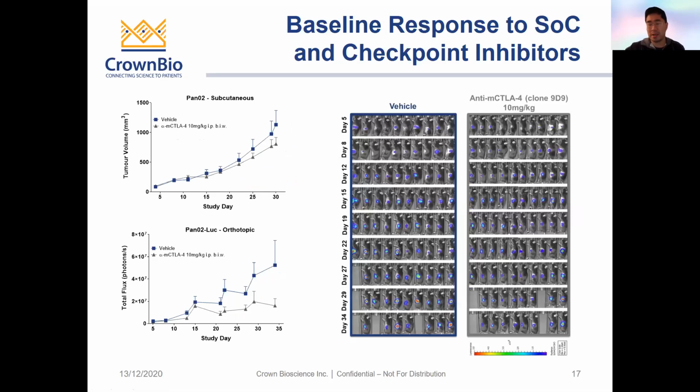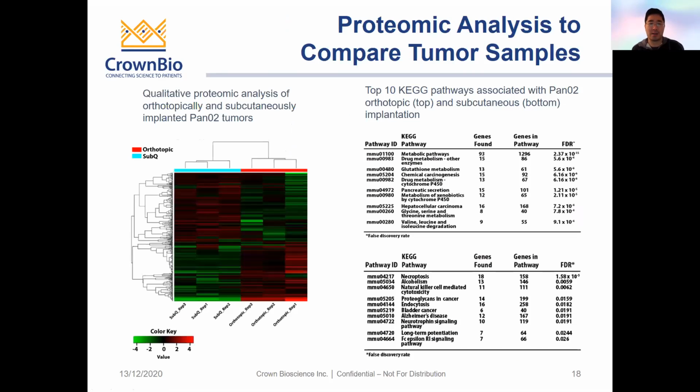Moving to another one, a Panc02 model, it tells us a different story. At subcutaneous, the Panc02 model does respond to anti-CTLA-4, while at orthotopic, it doesn't. So the data is different between the two setups. That got us thinking, well, why? What's the difference?